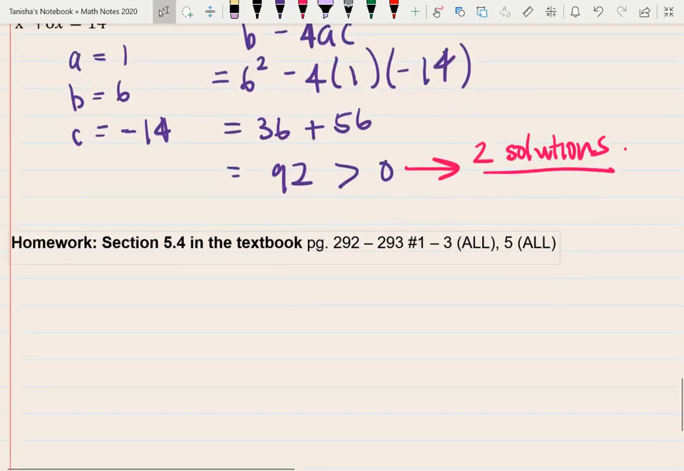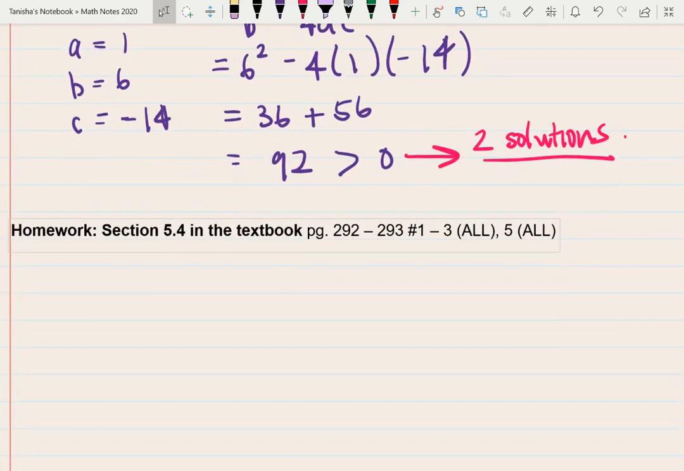The homework is from section 4.5.4 in the textbook, page 292 to 293, number 1 to 3, all of them, and 5 all.